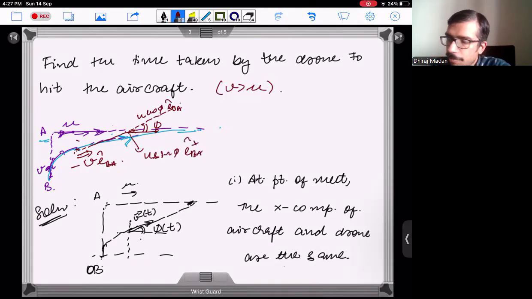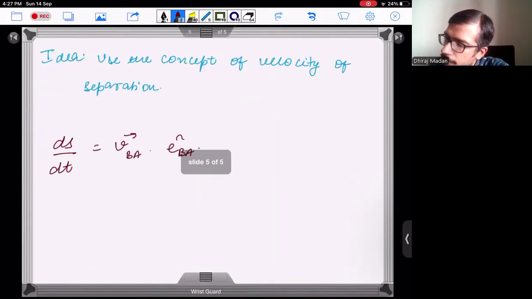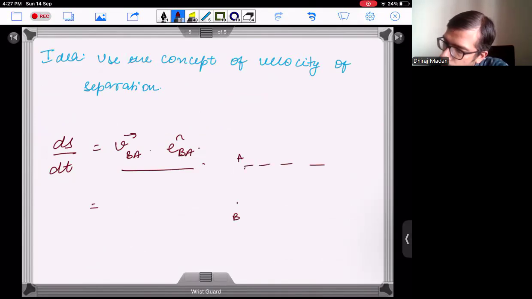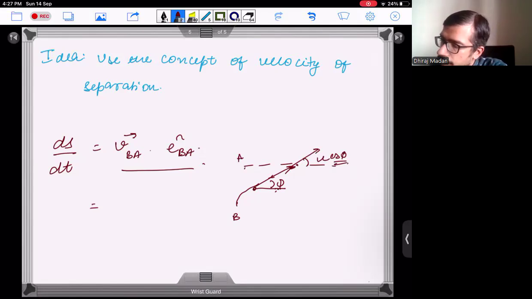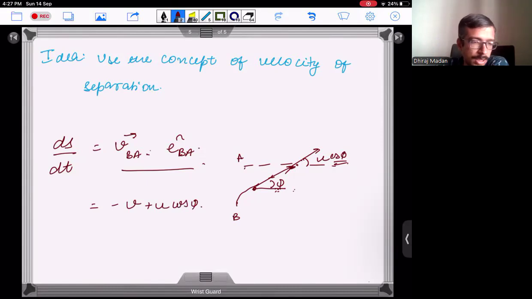Okay. So essentially, if I now look at V_BA hat dot e_BA hat, or essentially, if I have this aircraft A, this drone B, at any given point of time, and this is my angle phi, then along the line joining the 2 points, the component of the velocity of B is just v, but this is going to be u cos phi. And essentially this u cos phi is in the direction from B to A, and v is against the direction from B to A. So overall this V_BA dot e_BA hat is going to be minus of v plus u cos phi. Okay, so just convince yourself that this is true. Right. So this is essentially ds by dt.